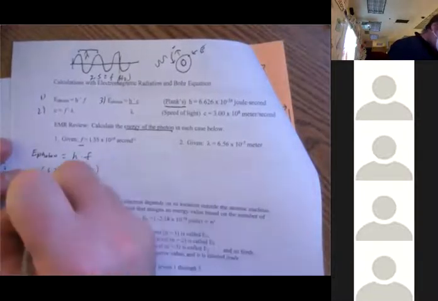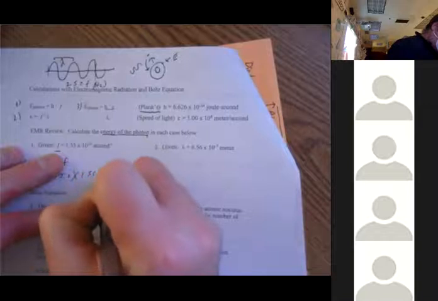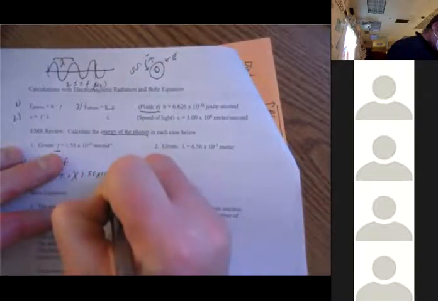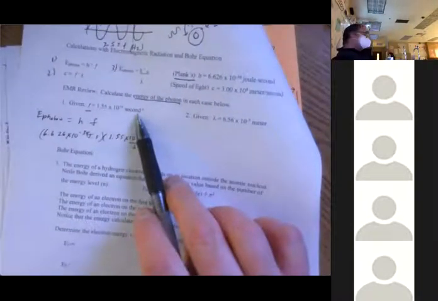Planck's constant is 6.626 times 10 to the negative 34th joules seconds. We're going to multiply that by the frequency, which is in hertz, which is 1.55 times 10 to the 19 over seconds. That's what seconds to the negative first means. So what's going to happen here is seconds will cancel out and we will be left with joules.